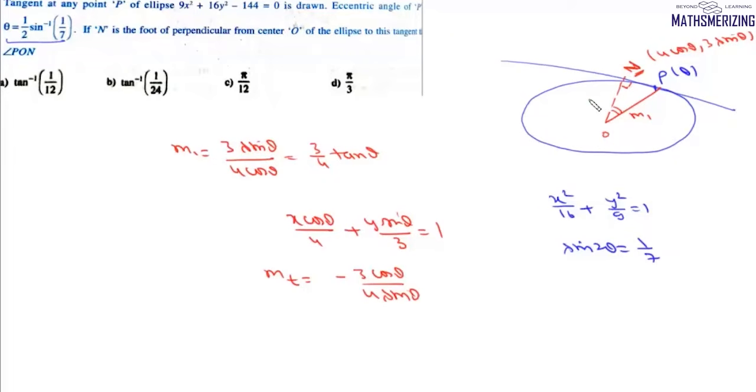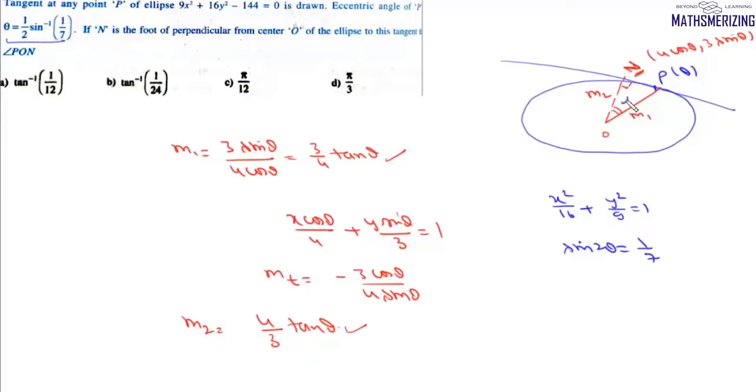Now this line is perpendicular to this tangent. So M2 in that case will be 4 upon 3 tan theta. So now we have M1 and we also have M2. So now we can find the angle between PON.